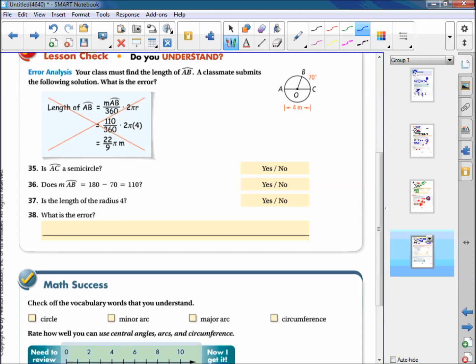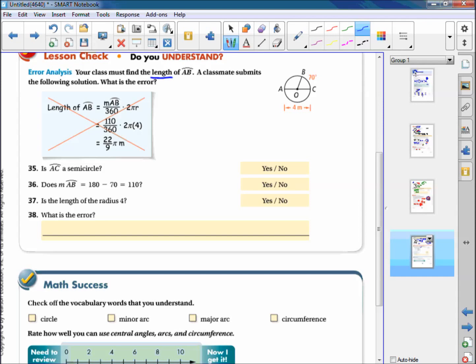So we have a lesson check here. Your class must find the length of AB. So we're looking for arc length now. A classmate submits the following solution. What is the error? So we're looking for the length of AB. So the measure of AB divided by 360 times 2 pi r.